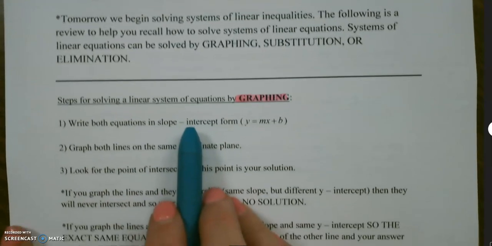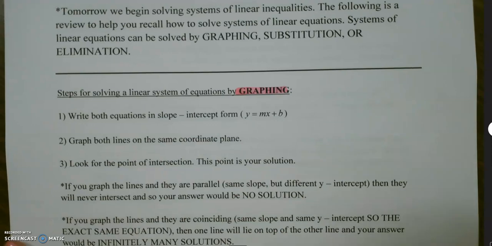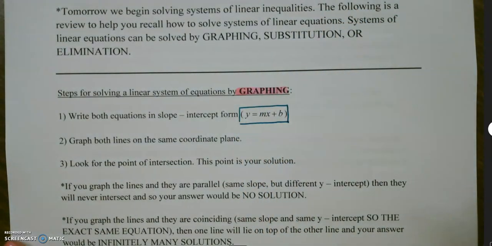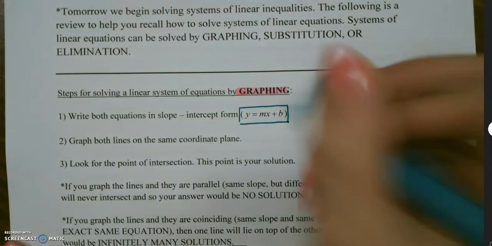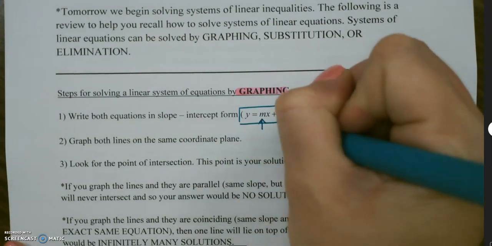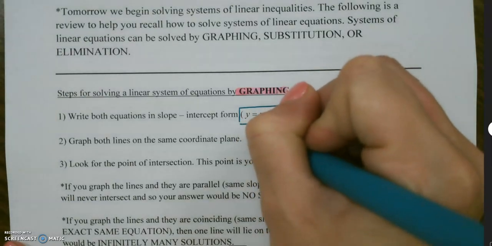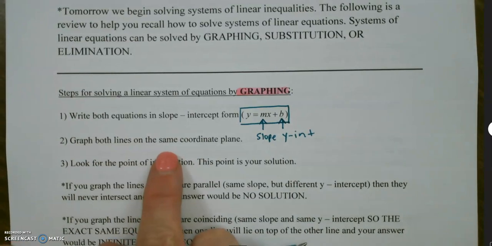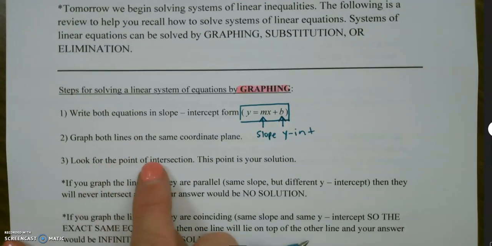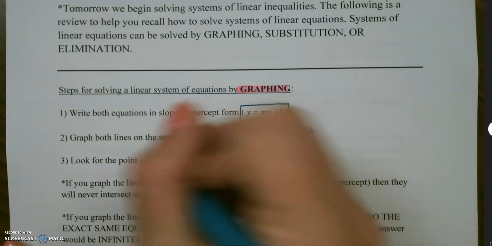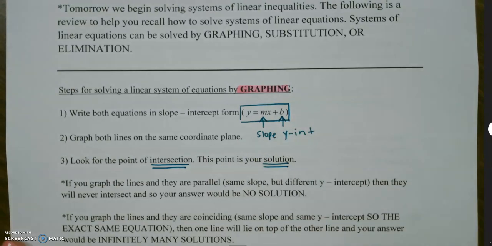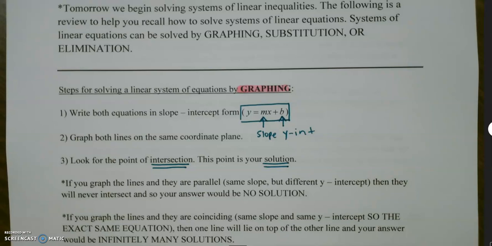So first, let's do a review of solving by graphing. First thing that we want to do is get it into a graphable format. So you need to get it in slope-intercept form by isolating y. That way you can easily identify your slope and your y-intercept. Okay, then you're going to graph both lines on the same coordinate plane, and you're going to look for the point of intersection. Okay, where they intersect is really where the solution to the system is. That will be the one coordinate that makes both of the equations true simultaneously.